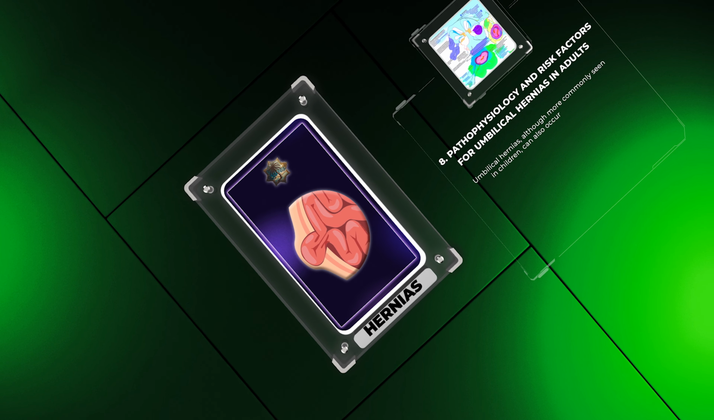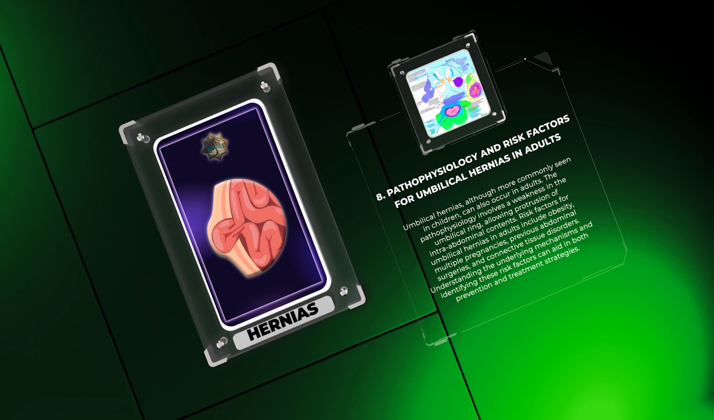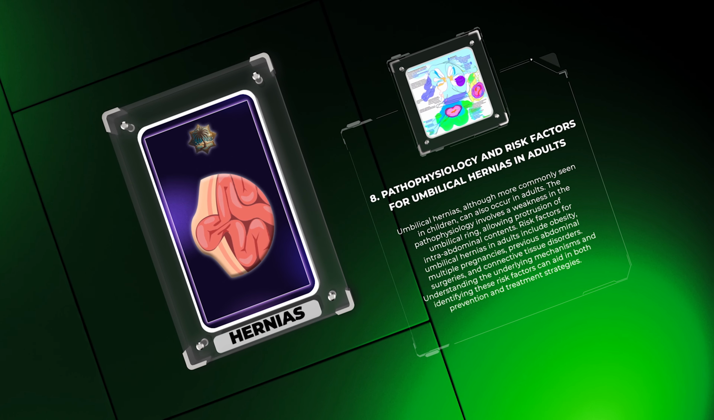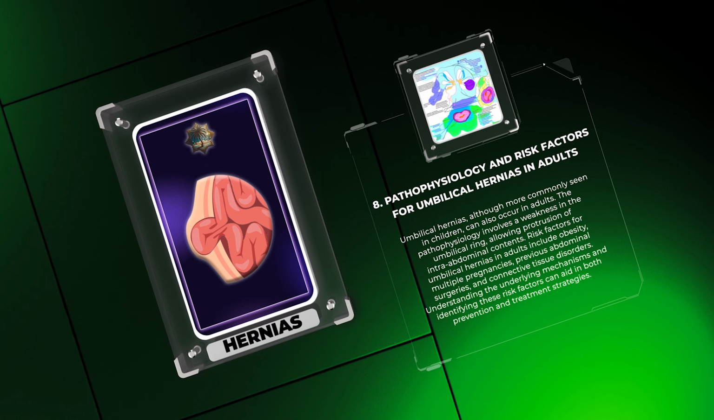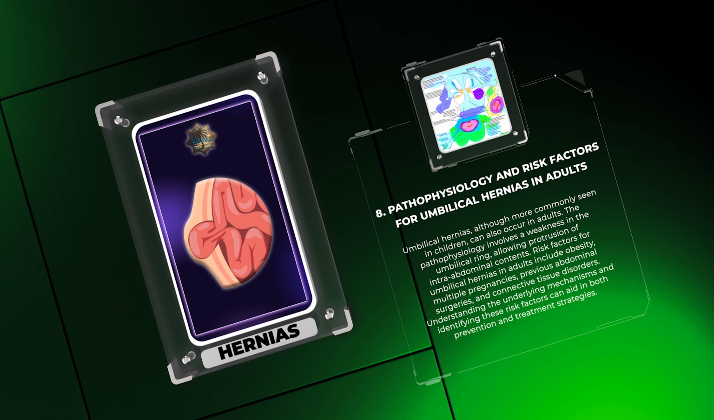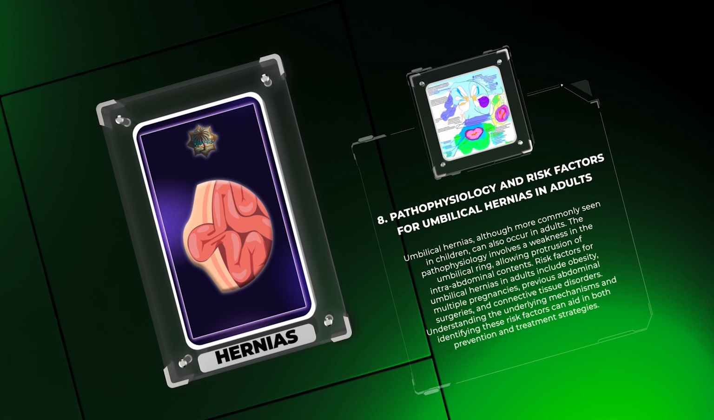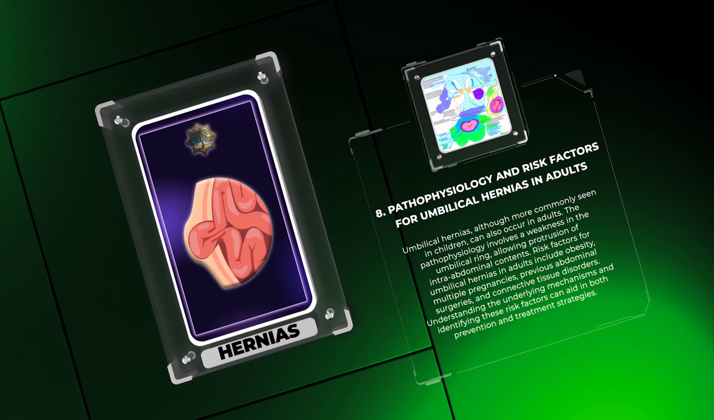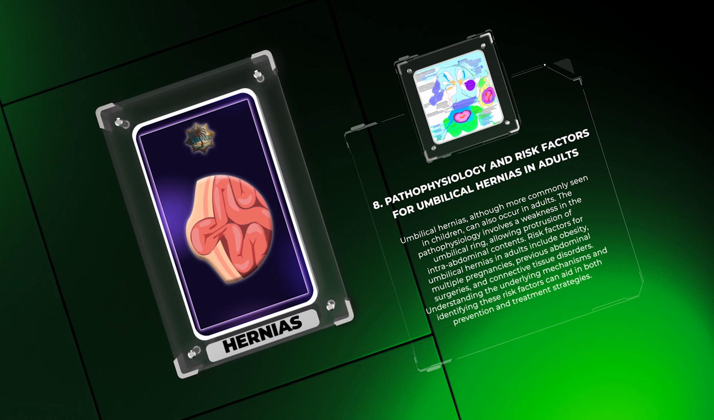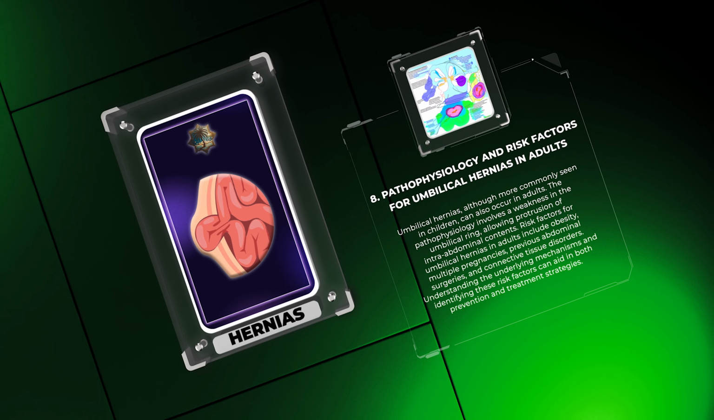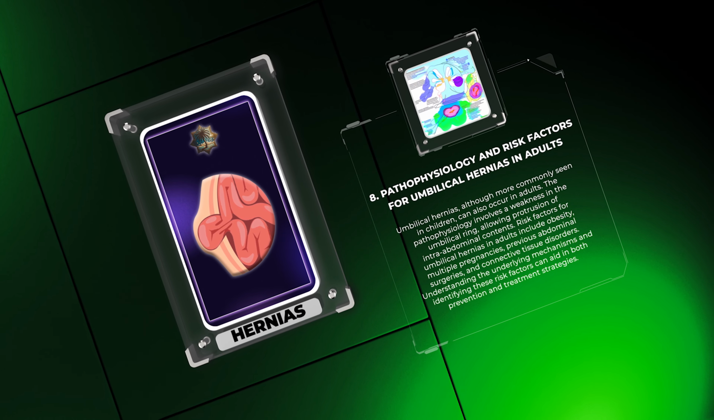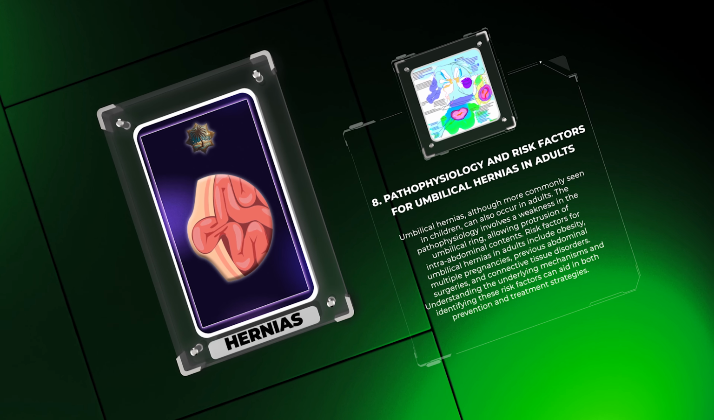Umbilical hernias, although more commonly seen in children, can also occur in adults. The pathophysiology involves a weakness in the umbilical ring, allowing protrusion of intra-abdominal contents. Risk factors for umbilical hernias in adults include obesity, multiple pregnancies, previous abdominal surgeries, and connective tissue disorders. Understanding the underlying mechanisms and identifying these risk factors can aid in both prevention and treatment strategies.